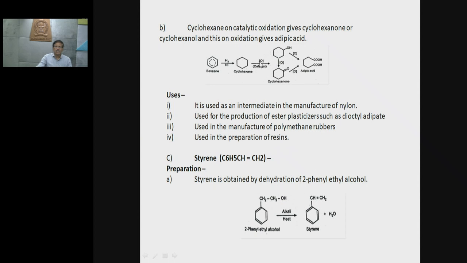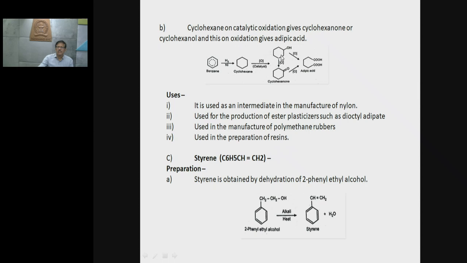Then in the second method, cyclohexane on catalytic oxidation gives cyclohexanone or cyclohexanol, and this on oxidation gives adipic acid. So cyclohexane is prepared from benzene. Benzene is unsaturated, and after catalytic hydrogenation it gives cyclohexane. This cyclohexane on oxidation either gives cyclohexanone, that is ketone, or cyclohexanol, which is alcohol. And this cyclohexanone or cyclohexanol on oxidation gives adipic acid, that is open chain dibasic acid.